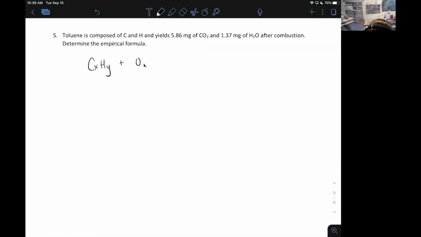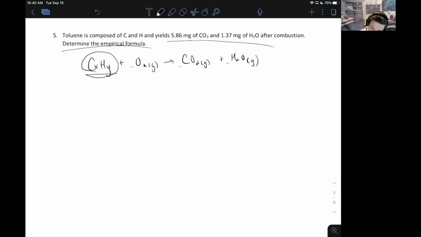We add that into some amount of oxygen gas that combusts to produce carbon dioxide gas and water vapor. And these stoichiometric coefficients are going to be based on your formula for your compound. So with this, we don't actually need to know what our formula is because we're basically going to go from grams of our substances into moles of our substances into moles of our element, which will tell us the moles of the elements here. So let's start out.